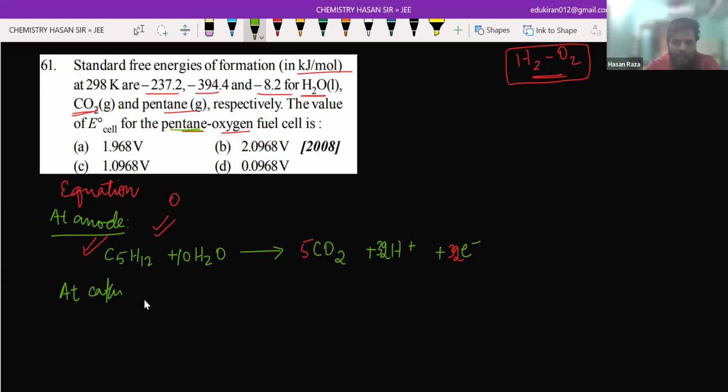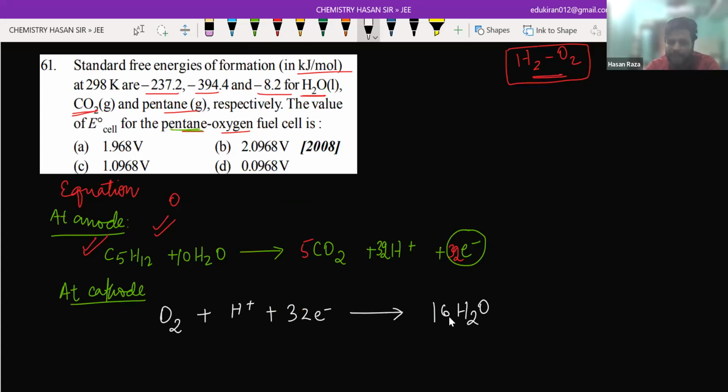Now, at cathode, whatever loss of number of electrons is here, it will be gained by oxygen. See how it will be gained. O2 and this H plus will come in contact and these 32 electrons will be gained by this and it will be converted into water. So to balance it, I'm directly writing 16H2O and to balance this, I'm going to write 32H plus and you can see 8O2. So this is the reaction at anode and this is the reaction at cathode.